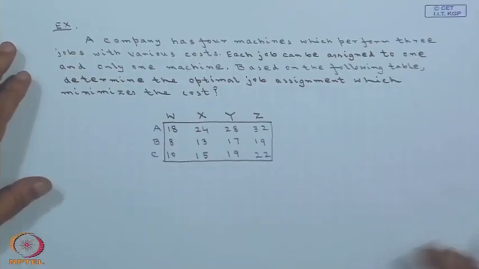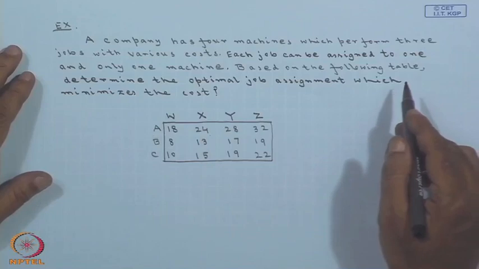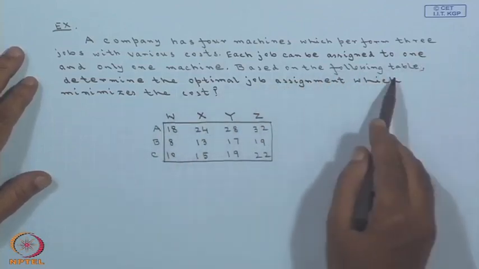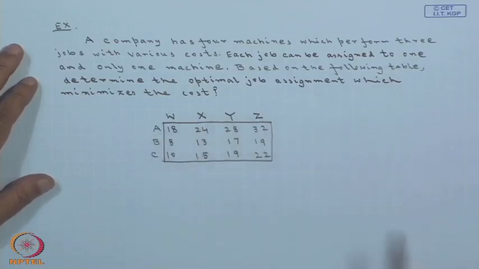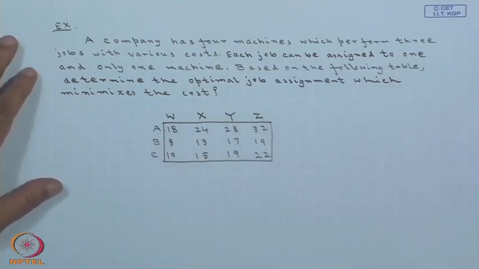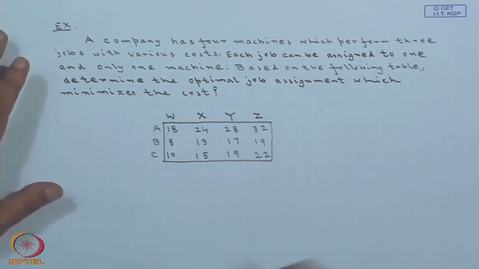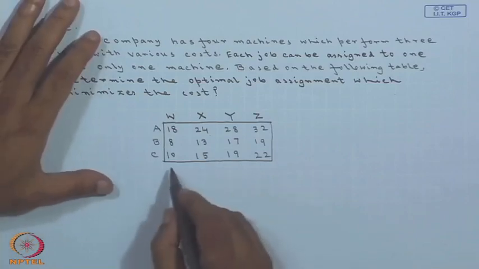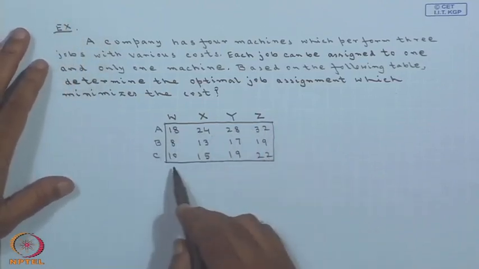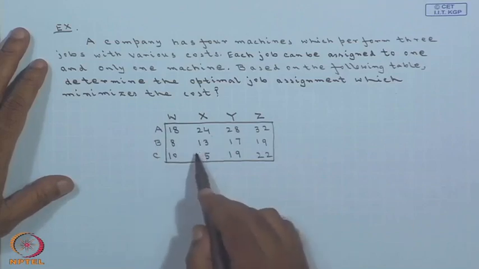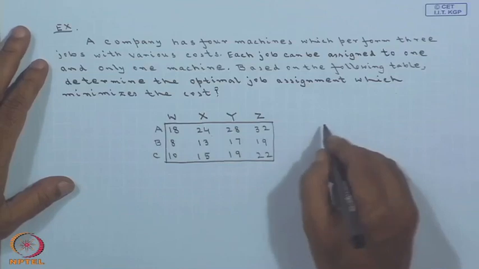Now let me solve the other problem which I was telling you just now. A company has 4 machines which perform 3 jobs. With various costs, each job can be assigned to one and only one machine. Based on this table we have to find the optimal assignment. After all these steps, you see it has only 3 rows and 4 columns, so it is not balanced. Therefore, you have to add one dummy row over here.